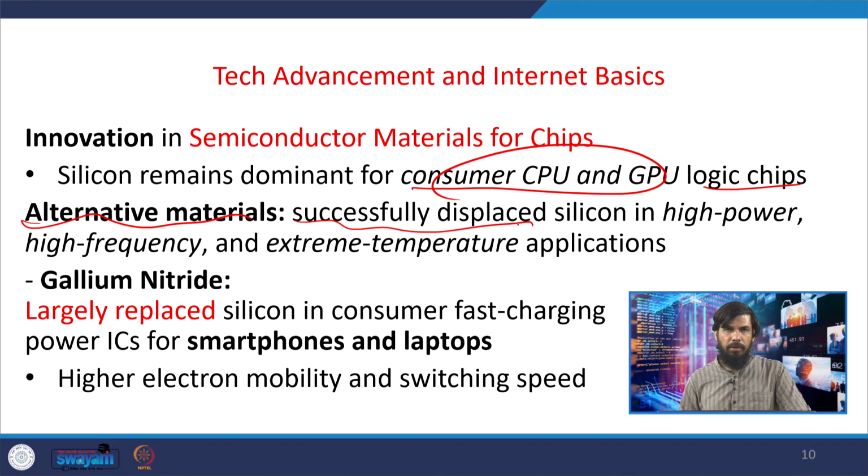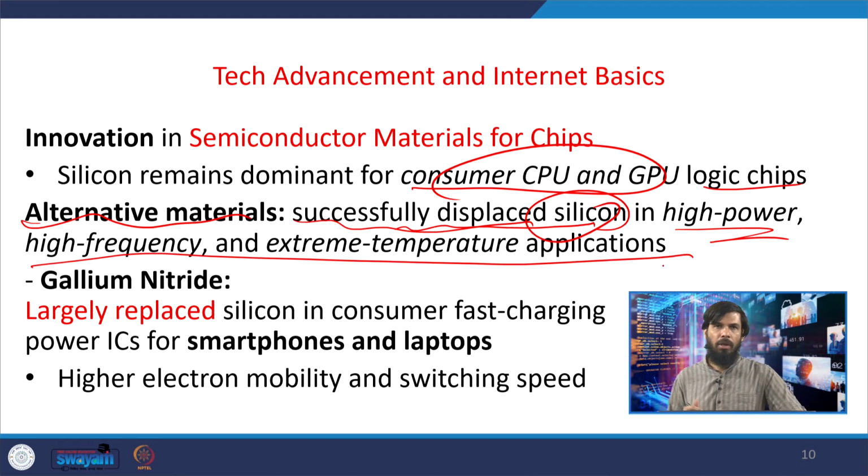Some alternative materials have been found, tested and experimented with, which have successfully displaced silicon in certain scenarios. For example, high power, high frequency and extreme temperature applications. Going for these materials might make sense there, and they have displaced silicon in those scenarios. So what are these materials? One is gallium nitride.